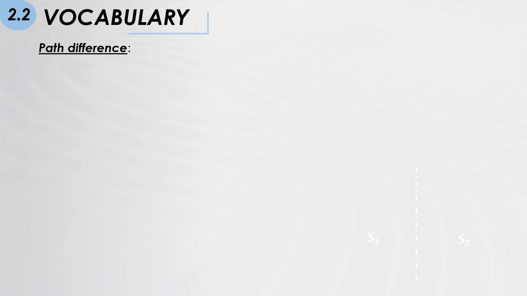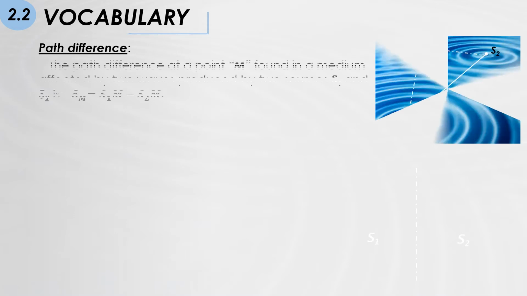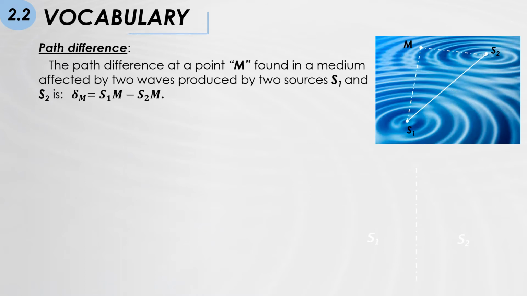Another term that we'll need during this section is the term path difference. Path difference is a mathematical value, which is the difference between the two distances between the sources and the point we are studying. So if you look at the figure on the right hand side, you notice that we have two sources, S1 and S2, and a point within the medium where interference is taking place, which is point M. S1M distance minus S2M distance is the path difference at point M.